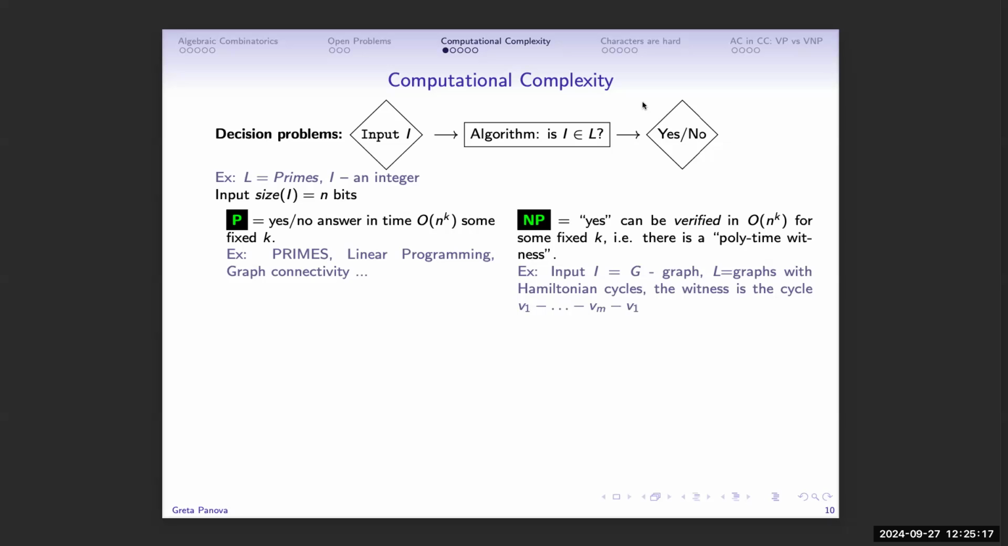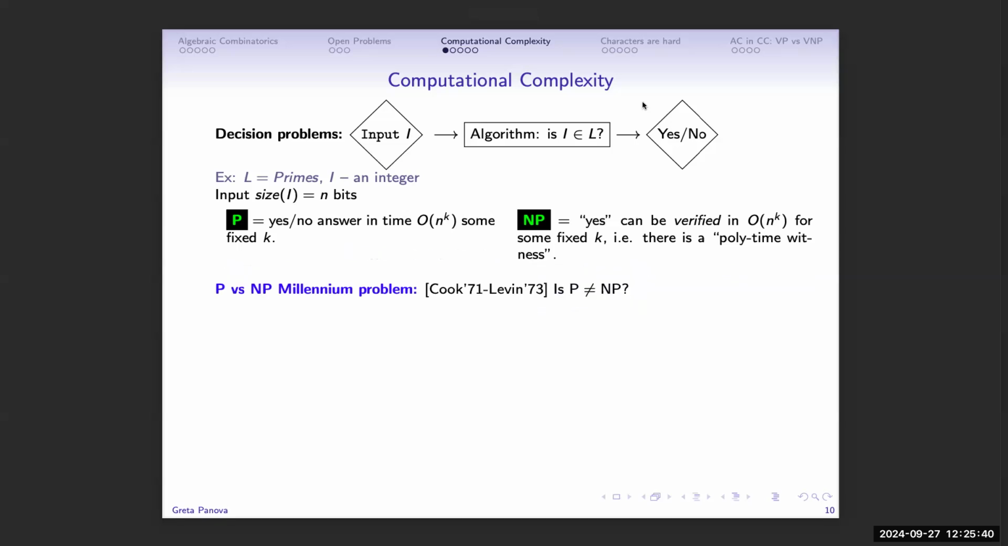But if the answer is yes, all you need to do is give me that Hamiltonian cycle, that sequence of vertices, and I can check, actually in time n, the number of vertices, whether this is actually forming a cycle. So there is a way to prove it. And of course, we kind of believe that P is not equal to NP, but we don't know yet, so that's a big problem.